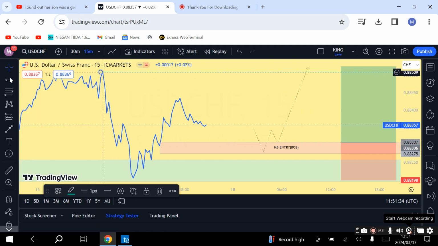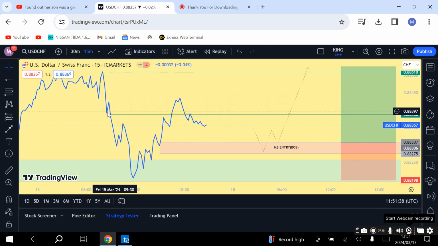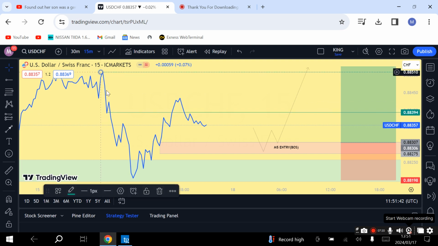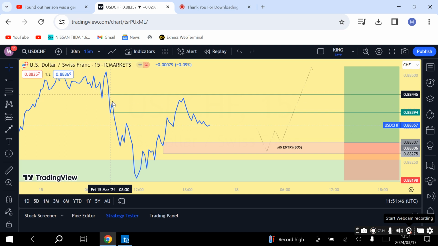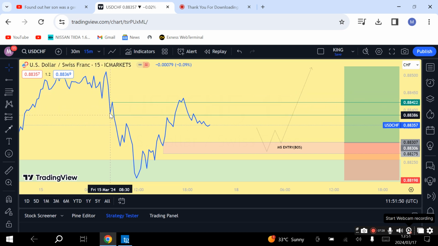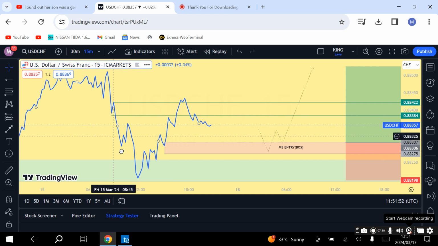If you analyze structure carefully, the market was extremely bearish. I just want you guys to follow my lines, right? It was extremely bearish. Price went up there, right? So it broke, right?